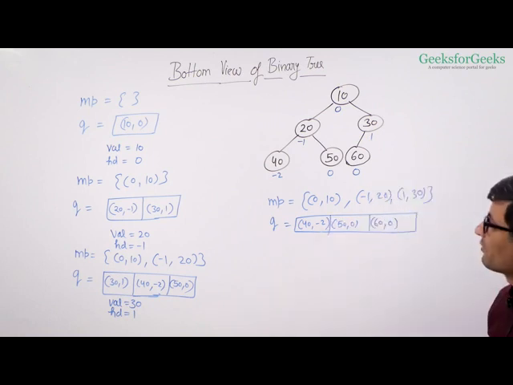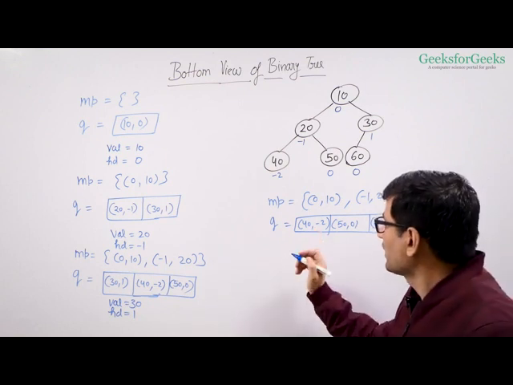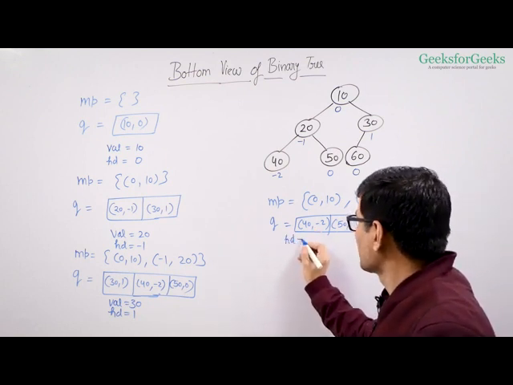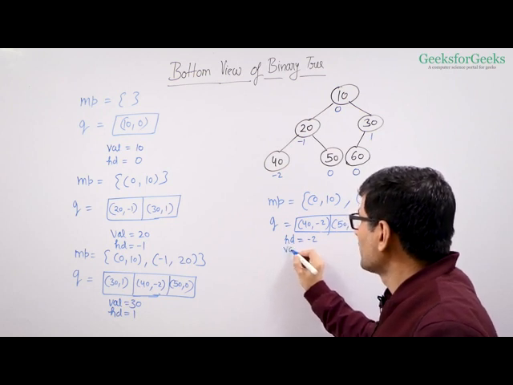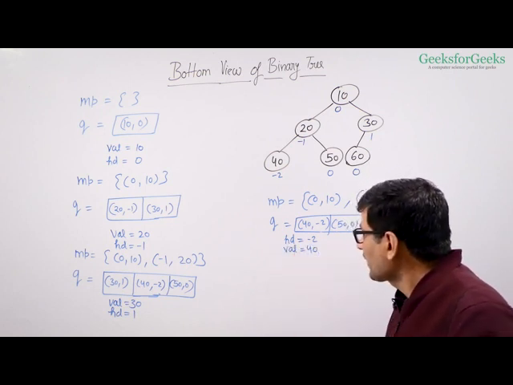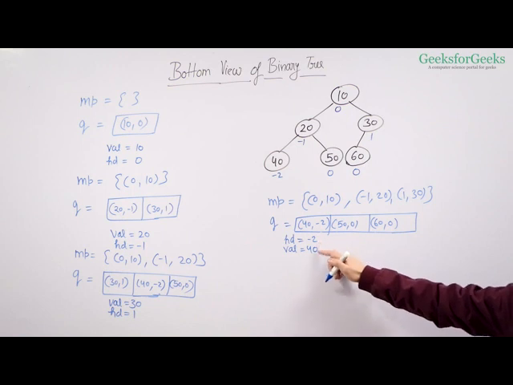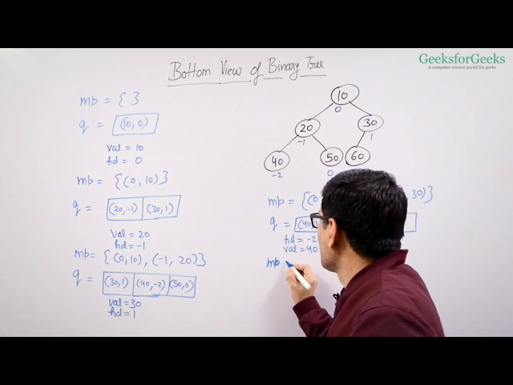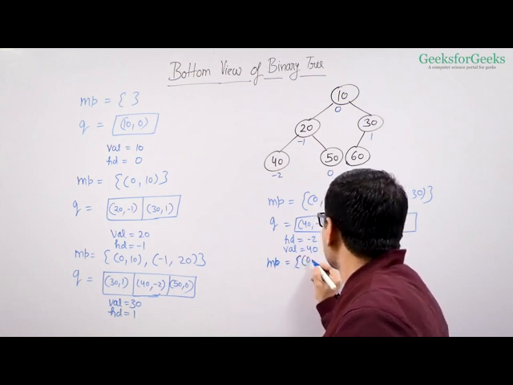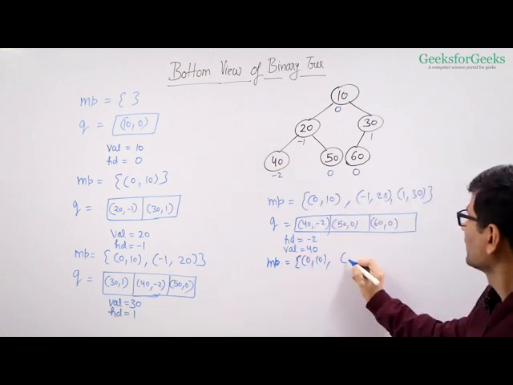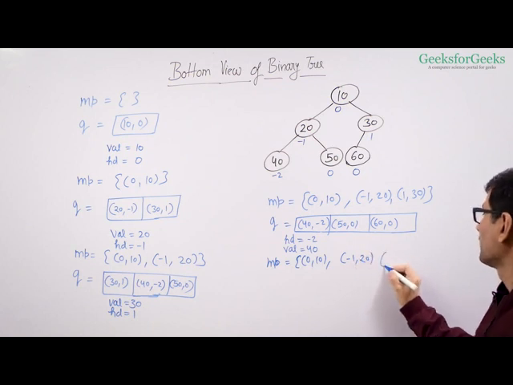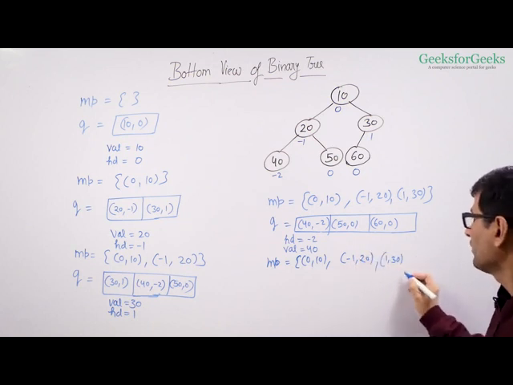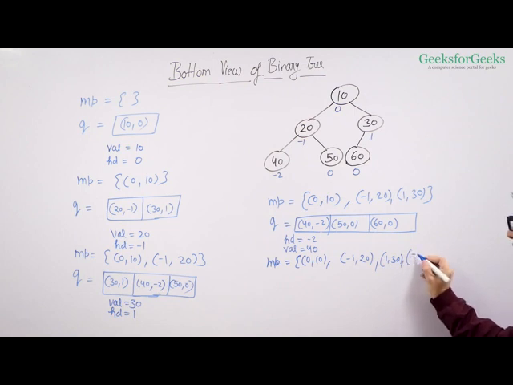Now we'll again take out an item from the queue, and this time we take out this item. So we are going to have HD as -2 and value as 40. We'll see, do we have an entry for this in the map? We do not have an entry for this horizontal distance, so we'll insert it into the map. So we'll have 0, 10, then we'll have -1, 20, then we'll have 1, 30, and then we'll have -2 and 40. So this is what our map is now.